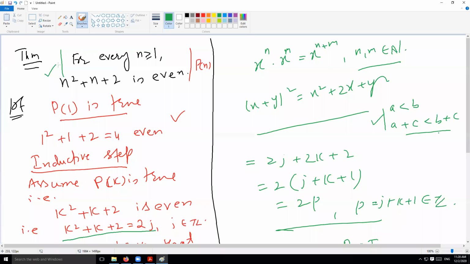Sir, is it important to be an if-then statement? Yes, it should be. Even if there is no if-then in the given statement, you might ask, where is the if-then here? There is an if-then actually. You can rewrite it: if n is greater than or equal to 1, then n square plus n plus 2 is even. So there is an if-then statement.